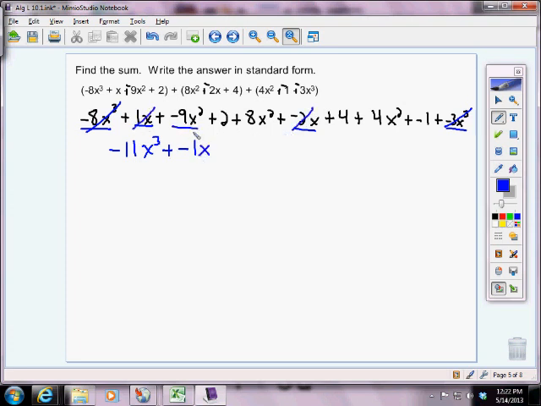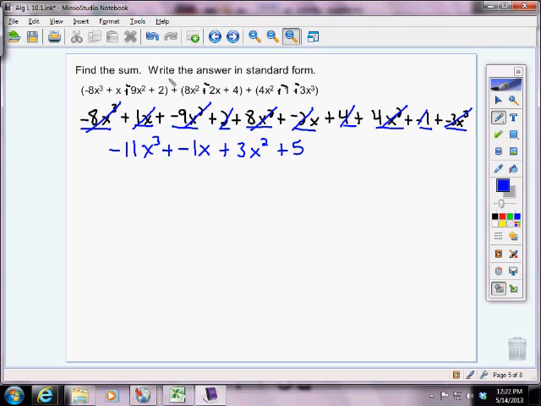Now I have negative 9x squared. Another x squared term is this 8x squared and this 4x squared. If I combine those, negative 9 plus 8 is a negative 1 plus 4, that's going to be 3x squared. And then I'll cross those out. Then I have a 2, a 4, and a negative 1. 2 plus 4 is 6, plus a negative 1 is 5. Cross those out and just make sure that I didn't miss any.